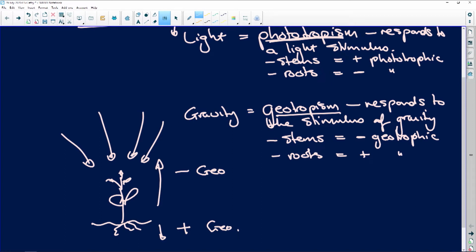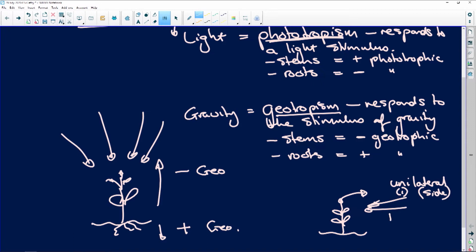When the light comes from only one side, so I've got my plant, there's my little plant, but the light only comes from one side. We call that unilateral. Uni means one. Lateral means side. So when it comes from one side, the plant will grow in that direction, and that will mean that it is positively phototropic, because it is turning or responding to the light from one side. Uni, one, lateral, coming from the side. Those are the basics.